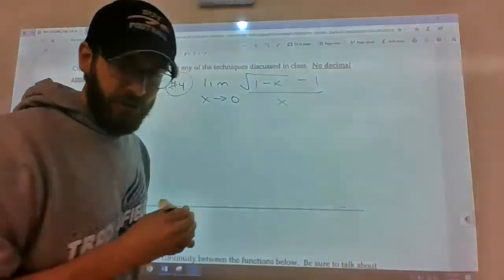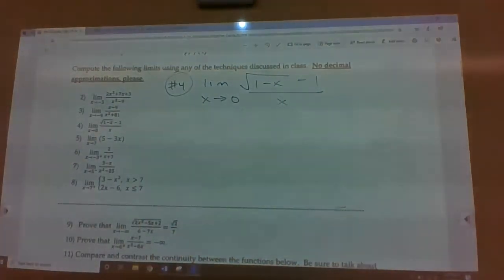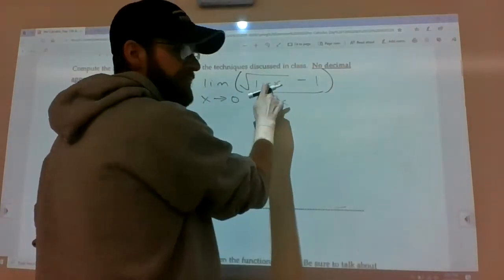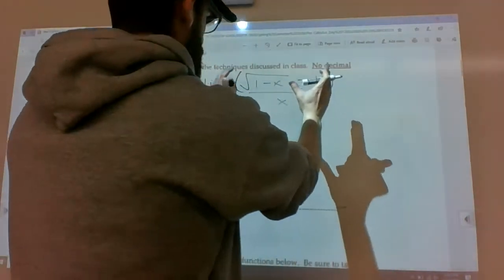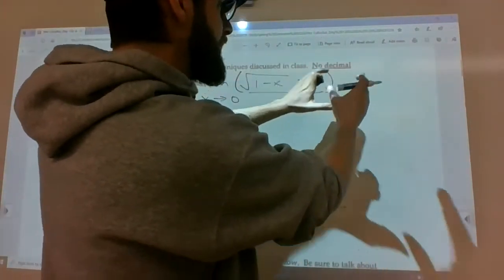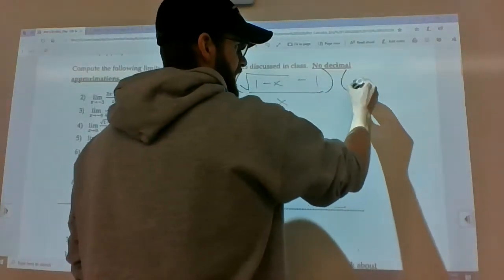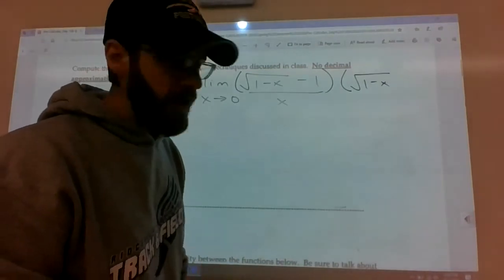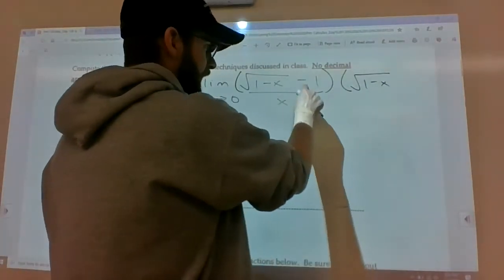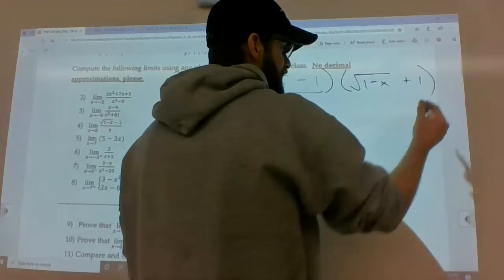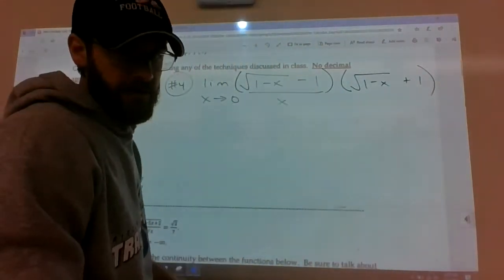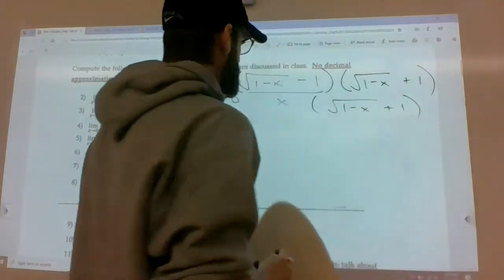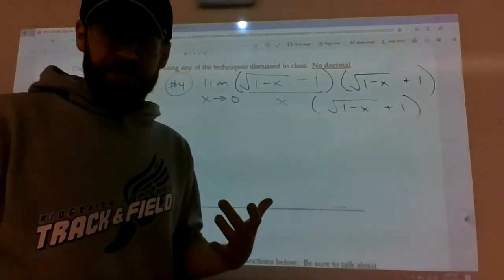So, what I'm going to do right now is multiply by the conjugate of the root value. So, root 1 minus x minus 1. Its conjugate is root 1 minus x plus 1. We're not going to mess with the actual square root itself. We're just going to say it was minus 1, multiplying by plus 1 creates a difference of squares. And you've got to do it on the bottom too.